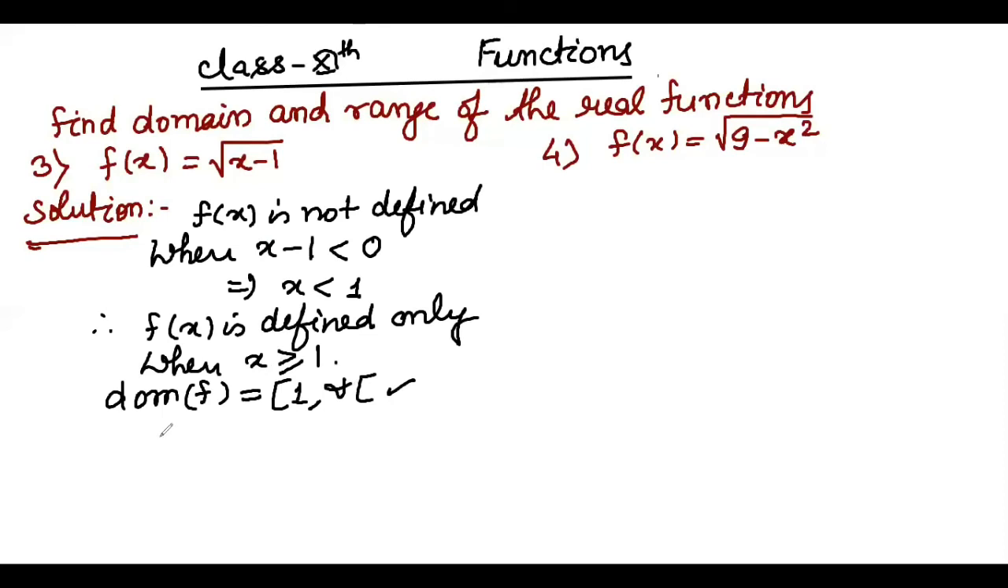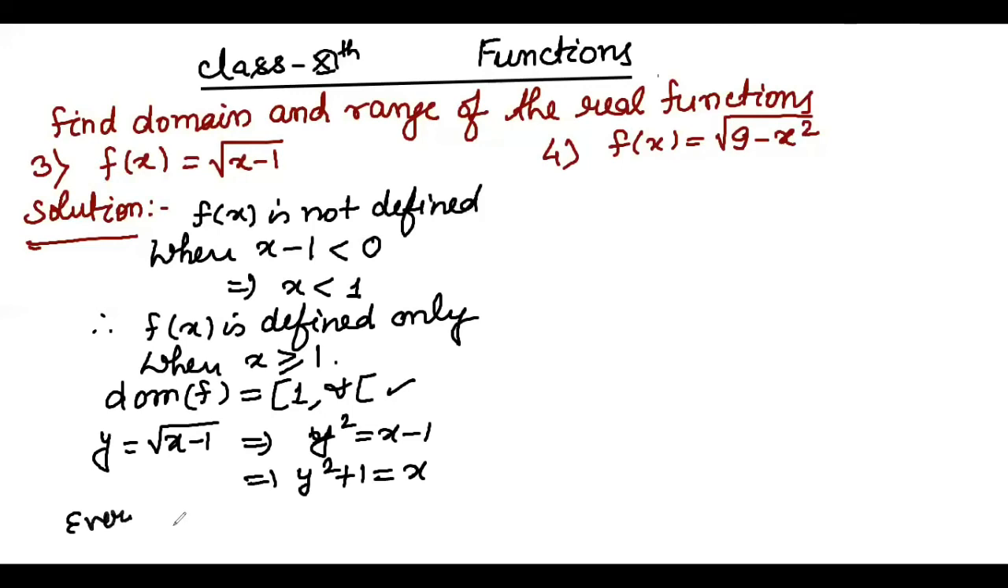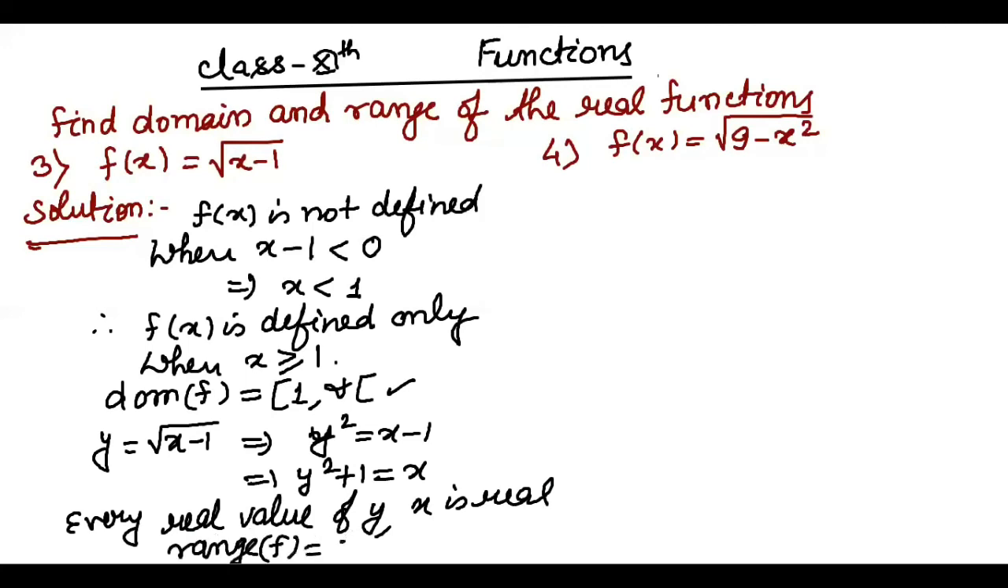So y equals root over x minus 1. So we can convert x in terms of y. So y square equals x minus 1. So y square plus 1 equals x. Here we can write that for every real value of y, x is real, because we are getting x equals y square plus 1. So the range is all real numbers.